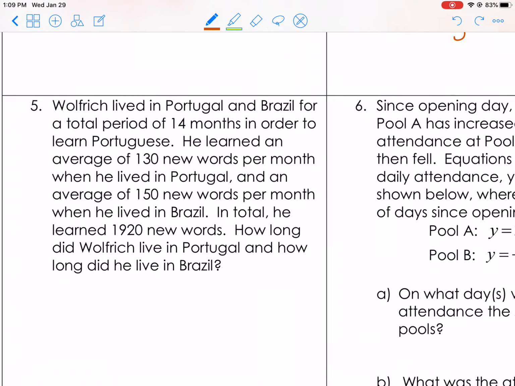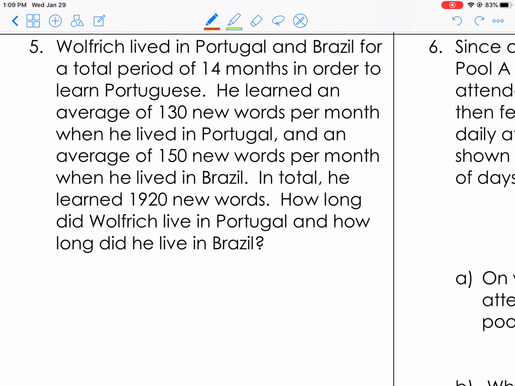Wolfrich lived in Portugal and Brazil for a total of 14 months in order to learn Portuguese. So he was in Portugal and Brazil for 14 months. He learned an average of 130 new words per month when he lived in Portugal, and an average of 150 new words per month when he lived in Brazil. In total, he learned 1,920 new words.